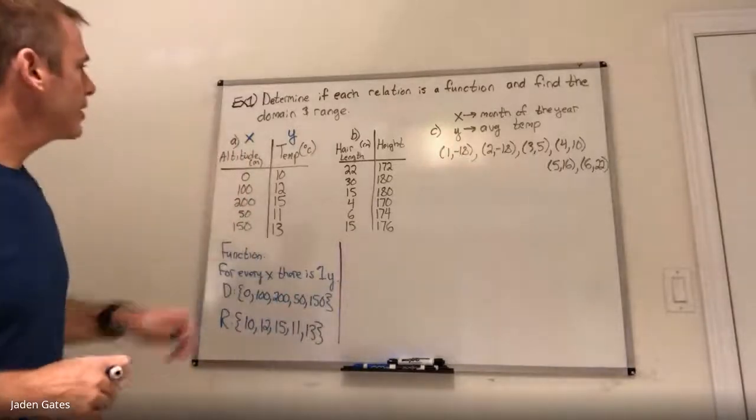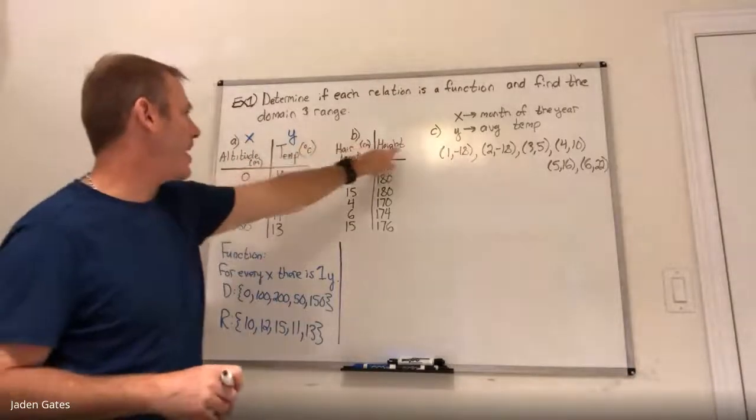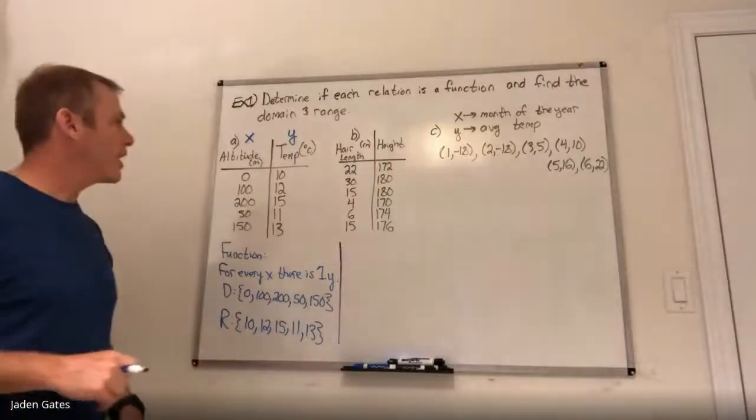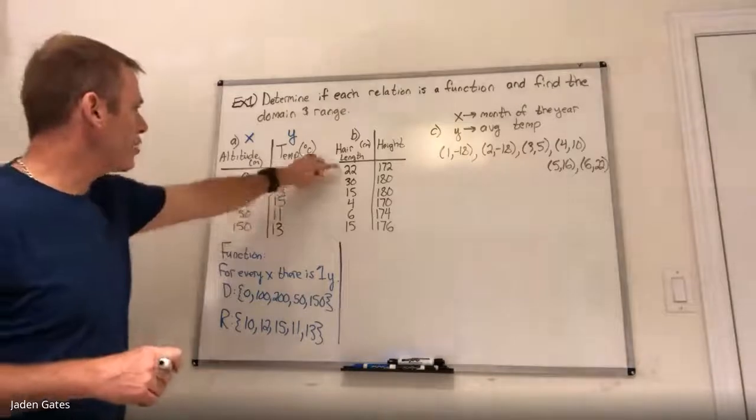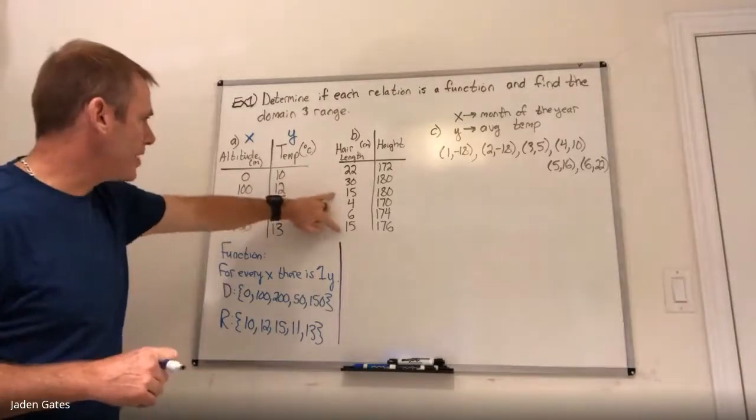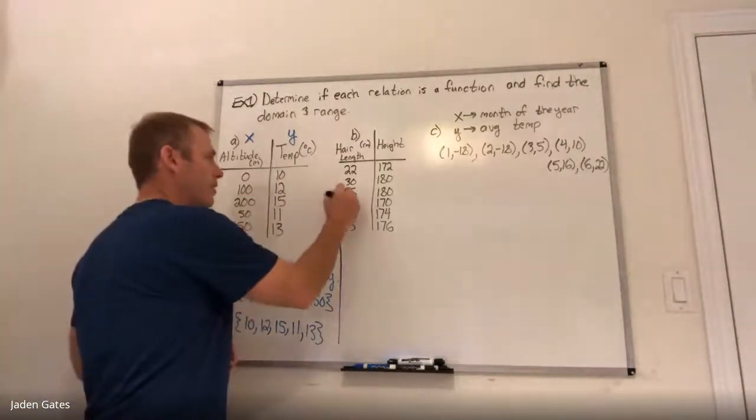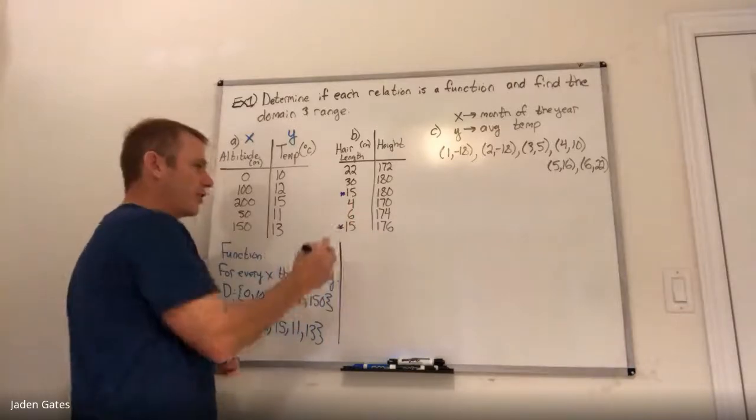B. Again, this is measuring hair length and height. Now I want to see if this is a relation or a function. So I check out my x values. Do I have repeats? I do. That doesn't necessarily mean it's a relation.